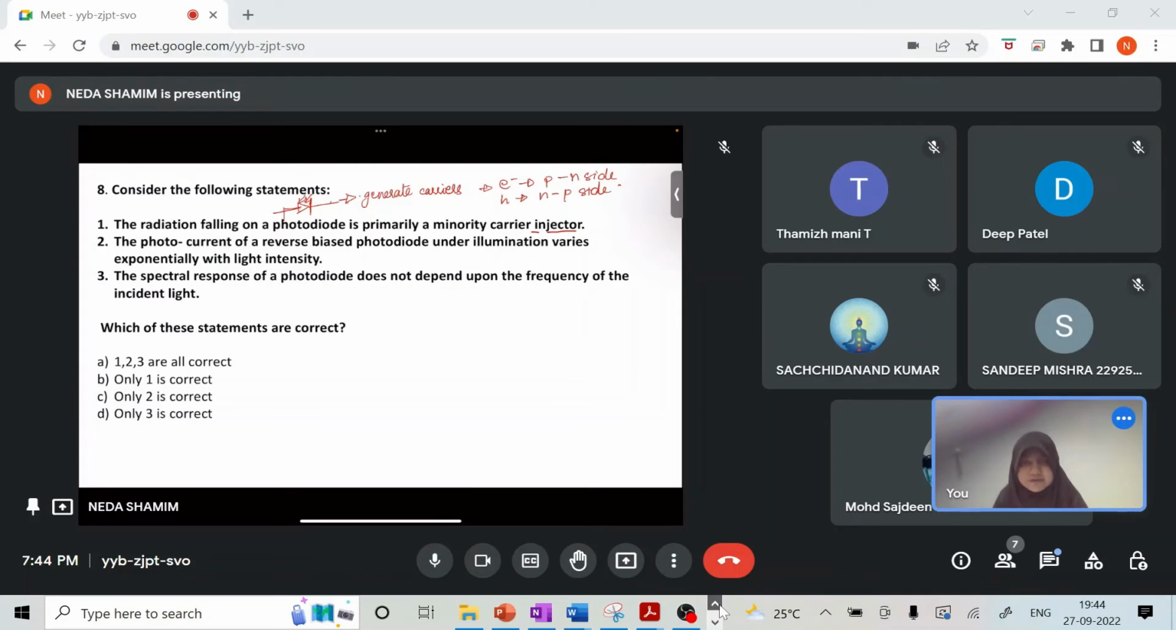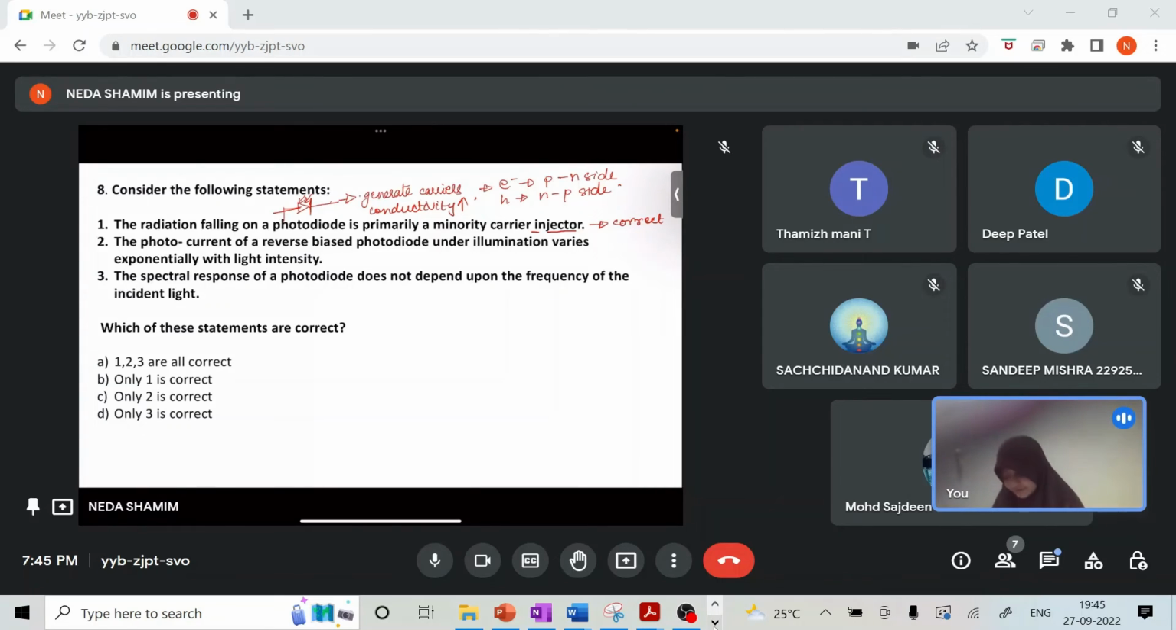So basically this whole current is because of this minority carrier injection. So what will happen? More and more current will be generated, and so the conductivity will increase. The radiation falling on the photodiode is a minority carrier injector. So this is correct. Okay, so one is correct. Let's look at the second statement.